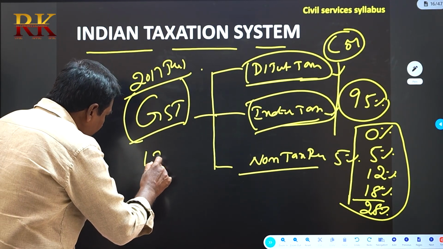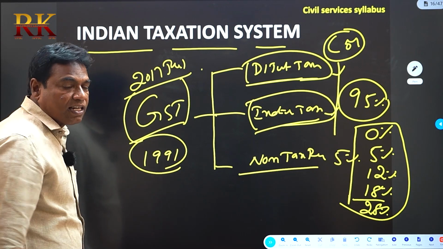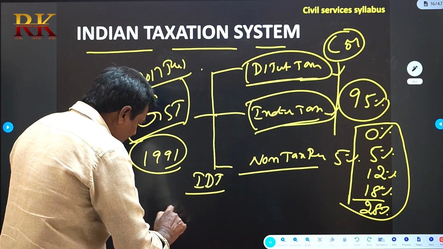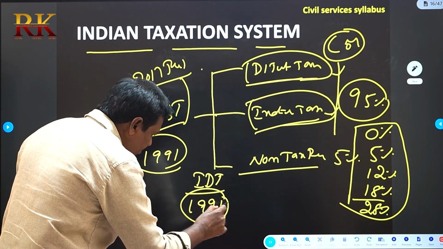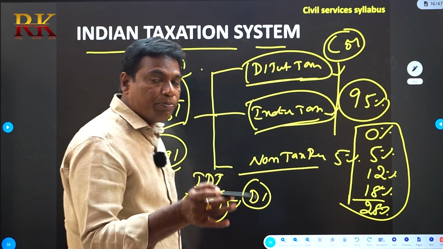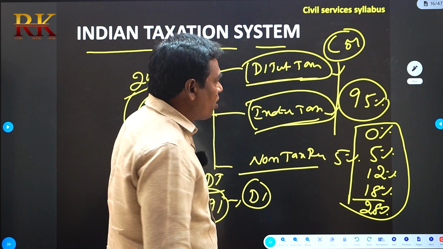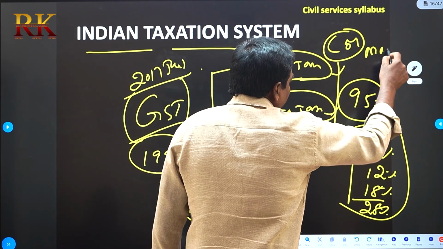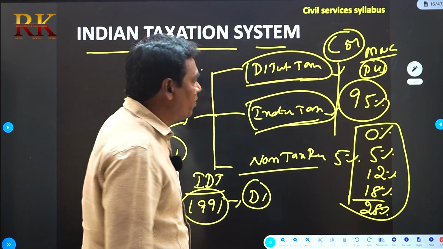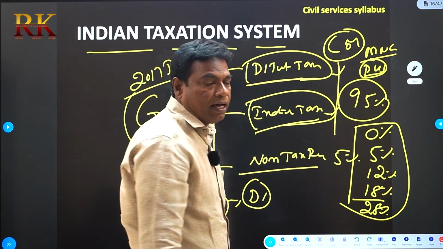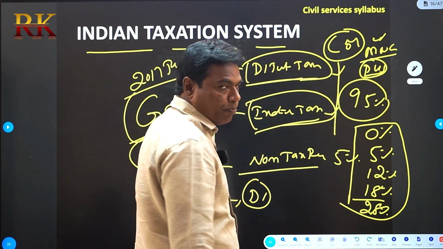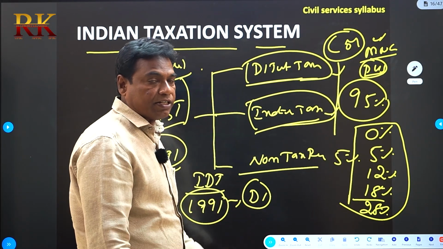Up to 1991, the central and state governments received the highest revenue from indirect tax. After 1991, the central and state governments received more from direct tax, because after 1991 the central government imposed corporate tax. That corporate tax is paid by MNCs and PSCs. MNCs means multinational corporations and PSCs means public sector undertaking companies. They pay the highest tax to the central and state governments, which is the highest revenue collected.